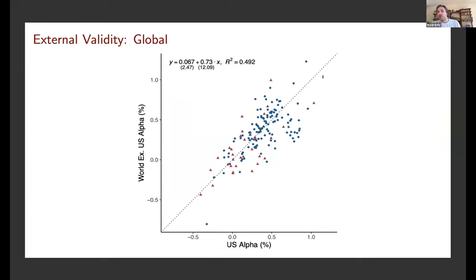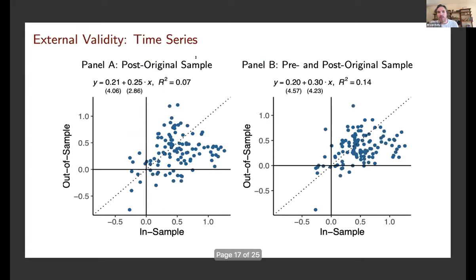I think this is a really striking plot. If this doesn't convince you about external validity, I don't think much else will. So this is the US alpha for each factor plotted against the world ex-US version of that factor. The dotted line is the 45 degree line. The slope coefficient here is 0.7. Factors that are large and important in the US tend to also be large and important outside the US.